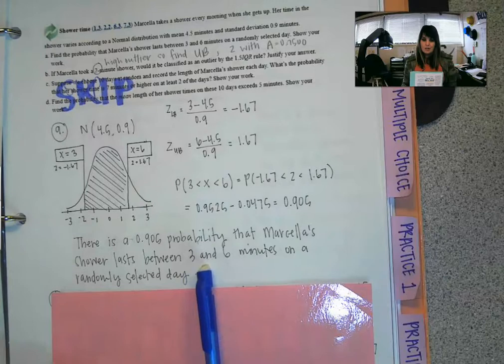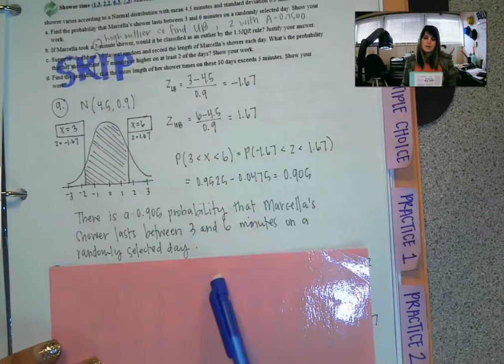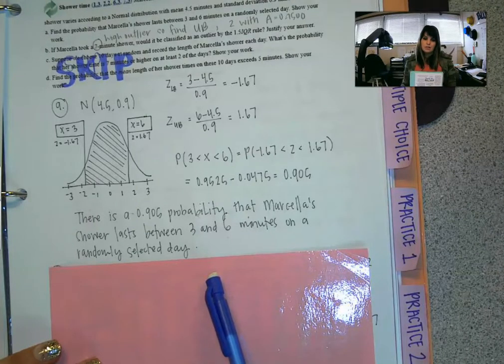Here is my conclusion. There is a 0.905 probability that Marcella's shower lasts between 3 and 6 minutes on a randomly selected day.